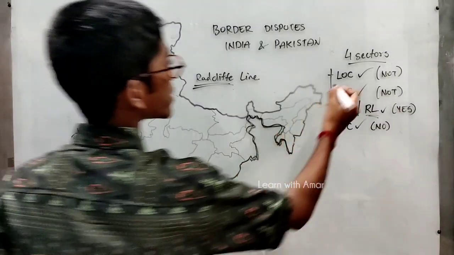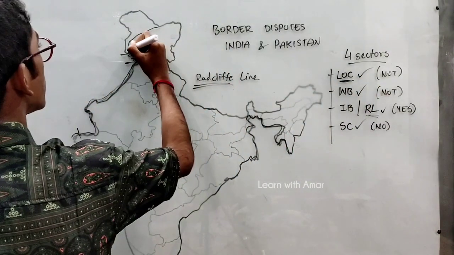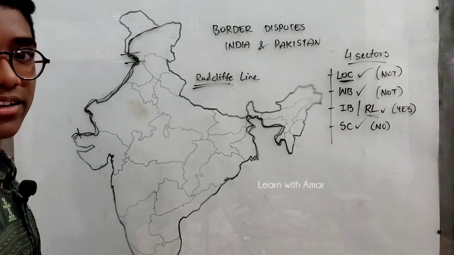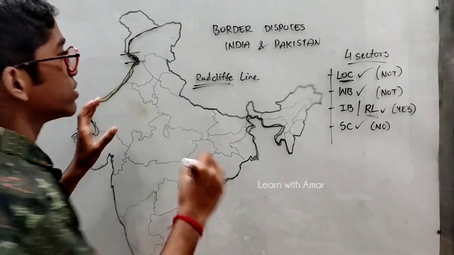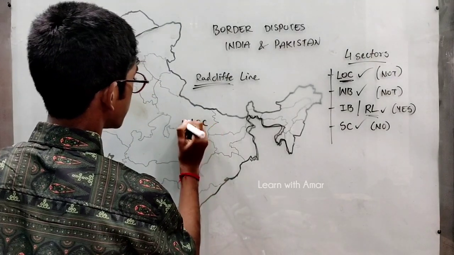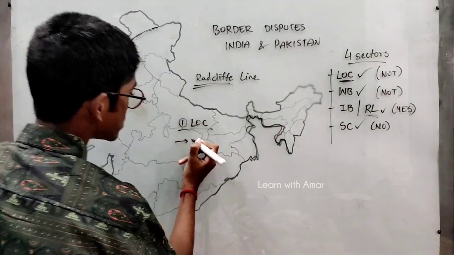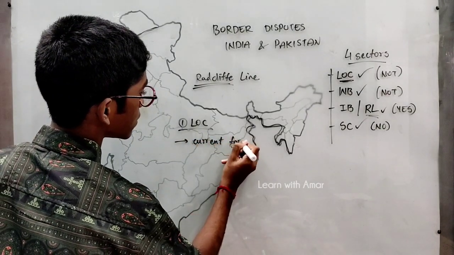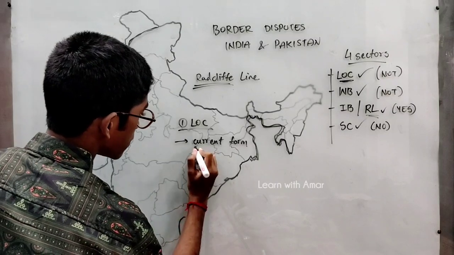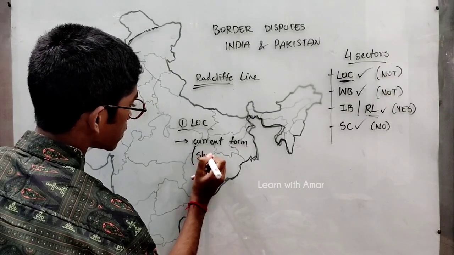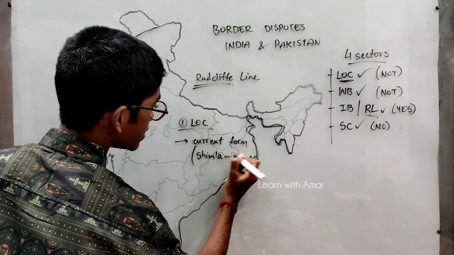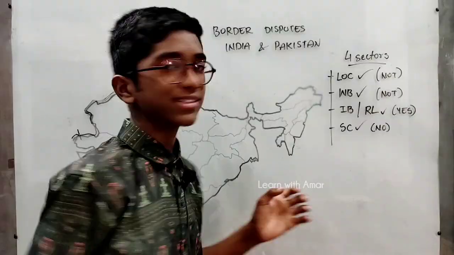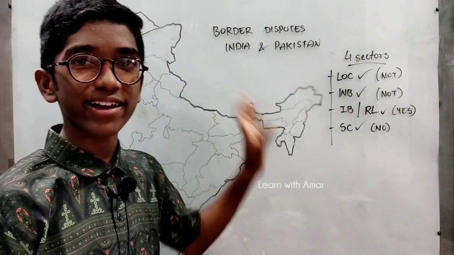Right, and also LOC, its current form. This one, of course, it's not accurate. It's just approximate. Alright, this current form was LOC, first sector it was. So this current form was demarcated after the Shimla Agreement in 1972. Alright. Okay, this is briefly about the border disputes between India and Pakistan.